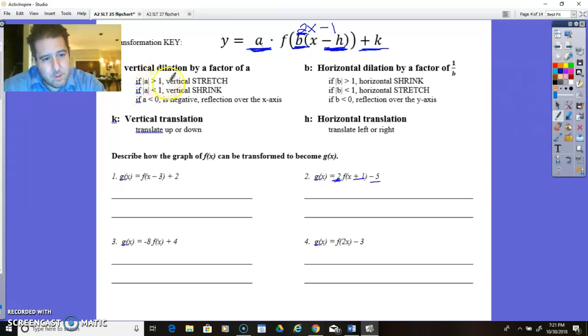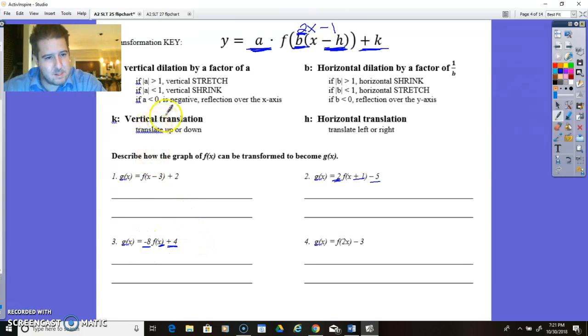Anytime it's greater than 1, that means it's going to be a vertical stretch. That means it's going to stretch it out a little bit. It's going to make it go up faster, I guess. The next point's going to be up 2. Same thing goes for this one. So this is not left or right anything. It's just up 4. So it's been translated up 4.